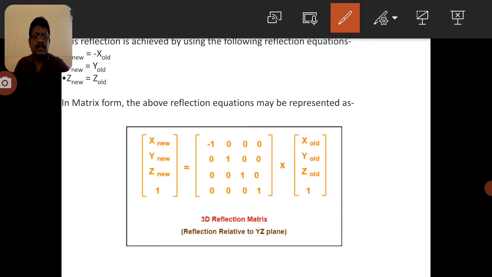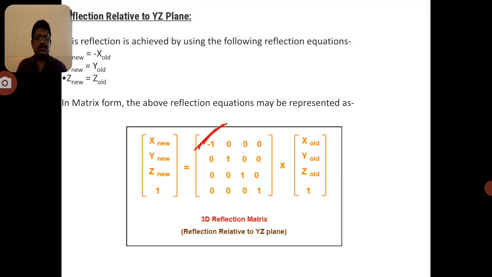Now you can observe here, the xy value is -1 and the remaining are zeros, and you can take the diagonal elements, all are zeros in the homogeneous matrix. Similarly, that is multiplied with x old, y old and z old with the unity value 1. So this is the reflection relative to the yz plane. That means the reflection takes place on the yz plane. There is no impact on the y axis, there is no impact on the z axis. The impact goes to the x axis, that's why x new equals minus x old.